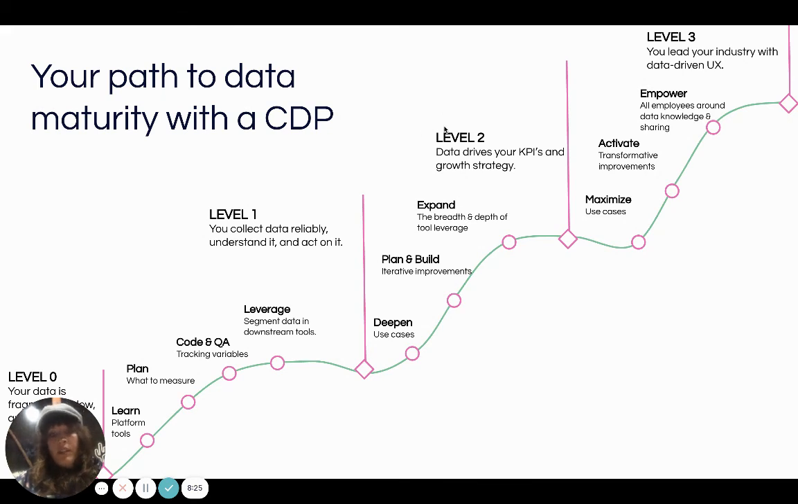So you're going to deepen your use cases, plan and build more iterative experiments, and expand the breadth of your tool leverage. Maybe adding some more platforms, some more analysis tools, maybe even experimenting with some machine learning. And in level 3, you're really an industry leader at this point. Everything you do is data-driven with UX experiments, and you have tons of use cases.